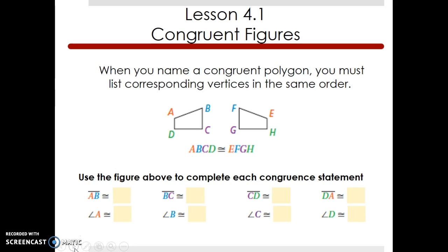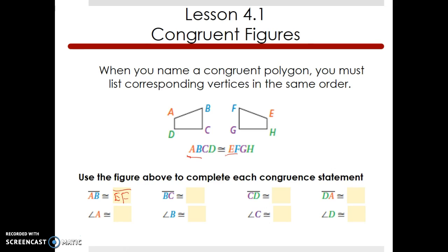I'm going to give an example over here. When you name a congruent polygon, you must list corresponding vertices in the same order. For example, if we go with line segment AB, if you see, AB goes with EF in that order. And the same thing goes on.